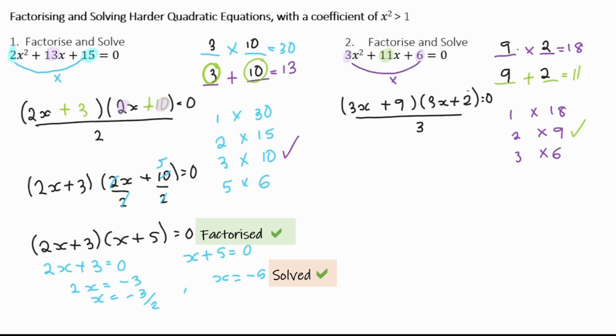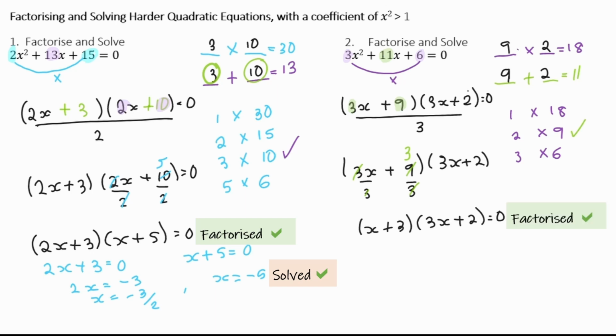We can now see that it is the first bracket in which both the numbers are divisible by 3, so we are going to rewrite this first bracket and divide both the terms by 3. The second bracket will remain 3x plus 2. So 3 divided by 3 is 1, and 9 divided by 3 gives us 3. So we can rewrite the first bracket as x plus 3, and the second bracket would be 3x plus 2.